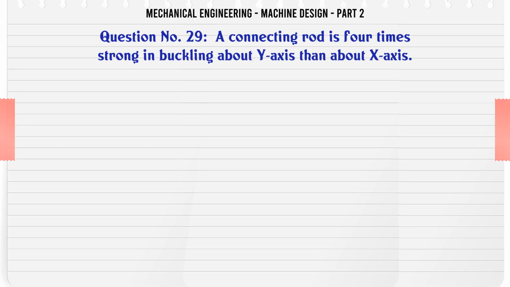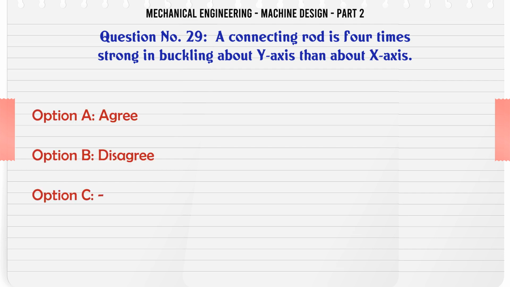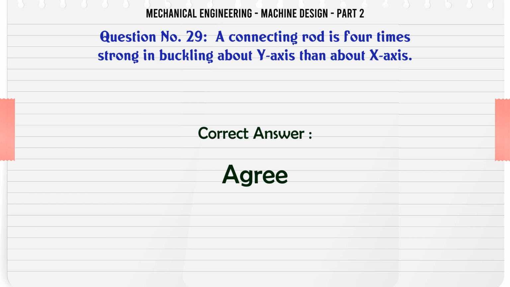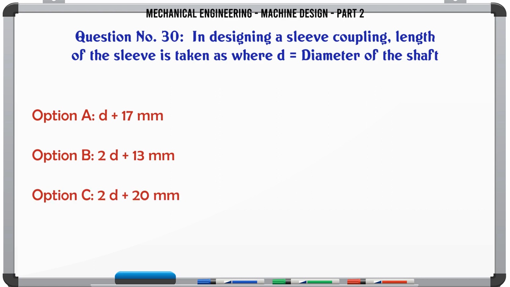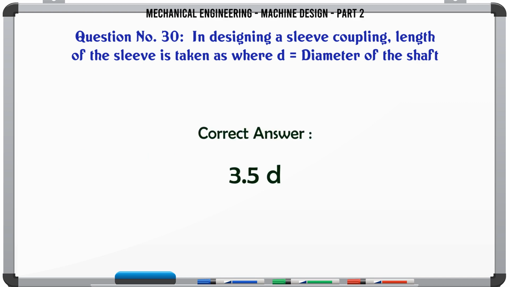A connecting rod is 4 times strong in buckling about y-axis than about x-axis. A. Agree. B. Disagree. The correct answer is agree. In designing a sleeve coupling, the length of the sleeve is taken as, where D is the diameter of the shaft, A. 2 D. B. 3 D. C. 2.5 D. D. 3.5 D. The correct answer is 3.5 D.